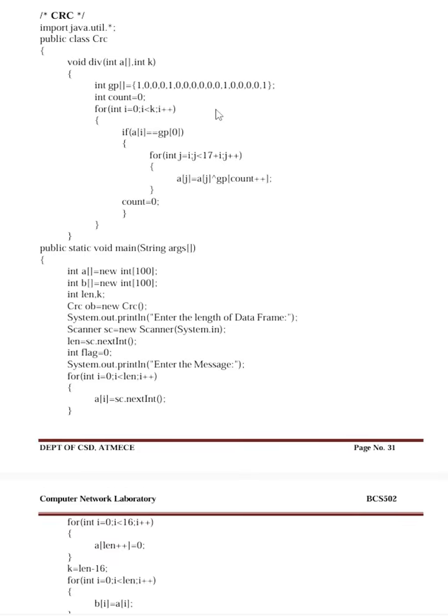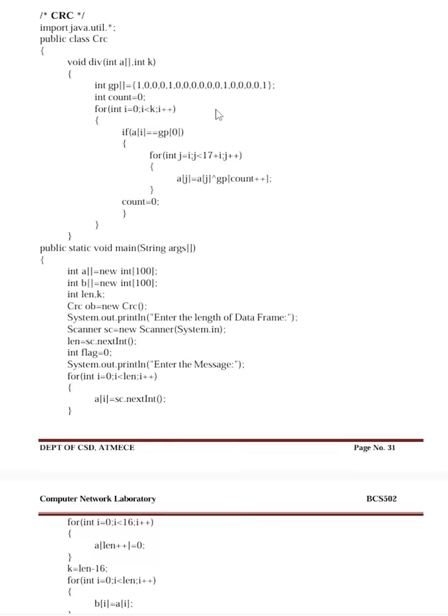It creates arrays a and b to hold bits. It reads the message length and the message bits, 0 or 1, from the user. Append 16 zeros for the CRC space. Next we extend the message by 16 zeros to make room for the CRC remainder. Here the important part: k is equal to length minus 16, which stores the original message length before the zeros. Next we copy a into b to preserve the original message plus zeros.